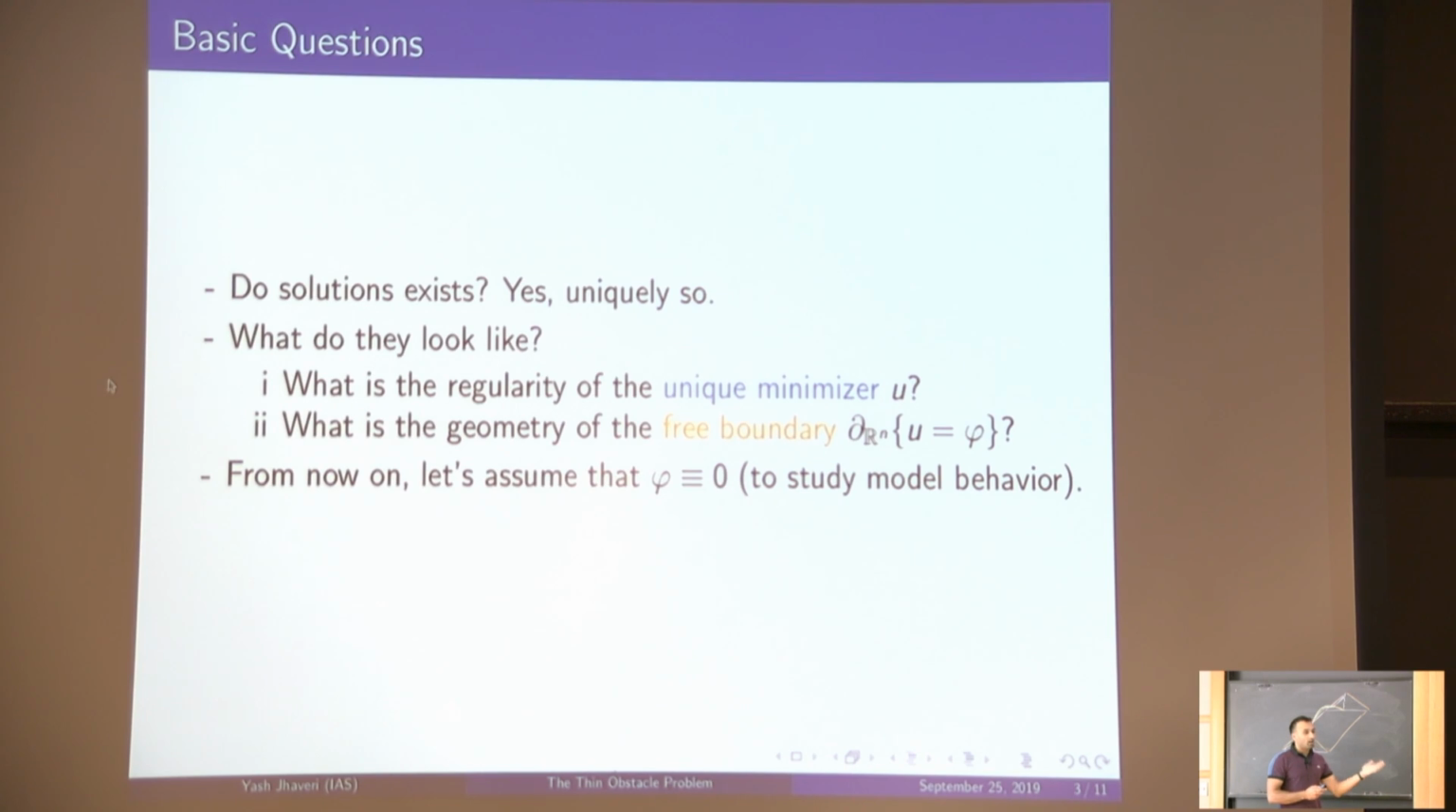So to study model behavior, we're going to take this picture and turn it upside down, and we can essentially subtract off the obstacle and pretend the obstacle is 0, okay, just mathematically. Or you can just think, for simplicity, since I want to study model behavior, let's think of the simplest obstacle I can pose, which is nothing. Okay, so this picture doesn't really make sense anymore, but mathematically this makes perfect sense.